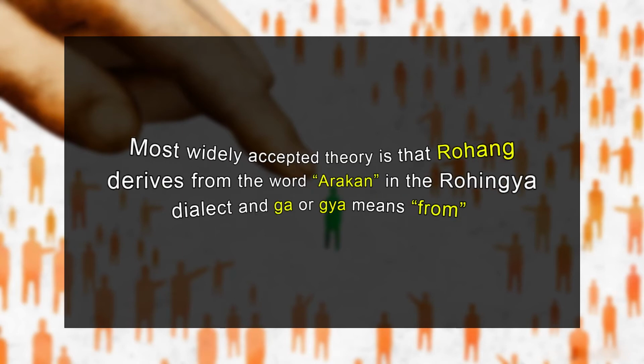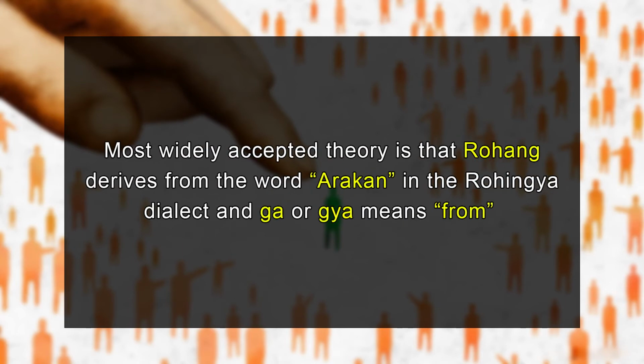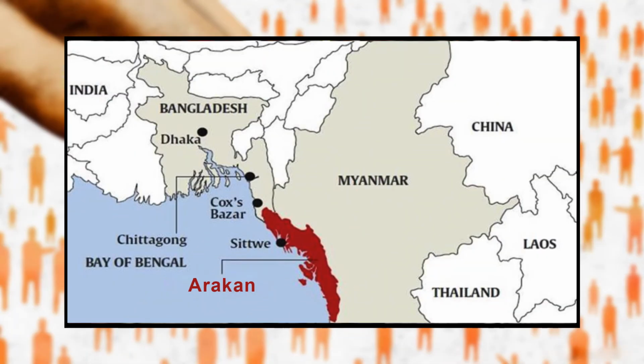Though the etymological root of the word is disputed, the most widely accepted theory is that Rohang derives from the word Arakan in the Rohingya dialect, and Ga or Gya means from. By identifying as Rohingyas, the ethnic Muslim group asserts their ties to land that was once under the control of the Arakan Kingdom, according to Chris Lewa, the director of the Arakan Project, a Thailand-based advocacy group.